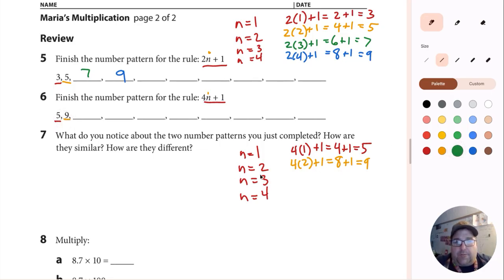Okay, what if n is 3? I'm going to put a 3 in here for n. 4 times 3 plus 1. Well, 4 times 3 is 12. Plus 1 equals 13. So our next number would be 13. And then again, what if n is 4? If I put a 4 in instead of this n, that's going to be 4 times 4 plus 1. 4 times 4 is 16. Plus 1 gets us to 17.